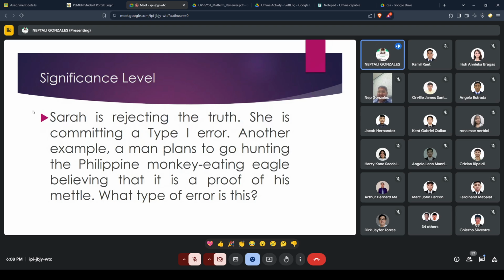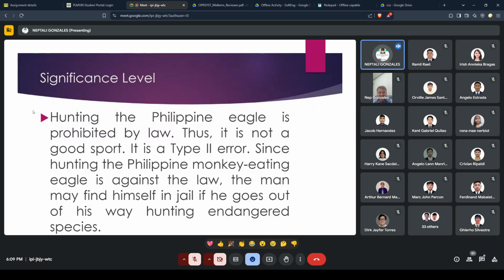Another example, a man plans to go hunting the Philippine monkey-eating eagle, believing that it is a proof of his mettle. What type of error is this? Sikat ka, bayani ka, magaling ka, kapag nakapag-hunt ka ng Philippine monkey-eating eagle. What type of error is this? If the first one, Sarah is rejecting the truth, she is committing a type 1 error. For this case, this is a type 2 error.